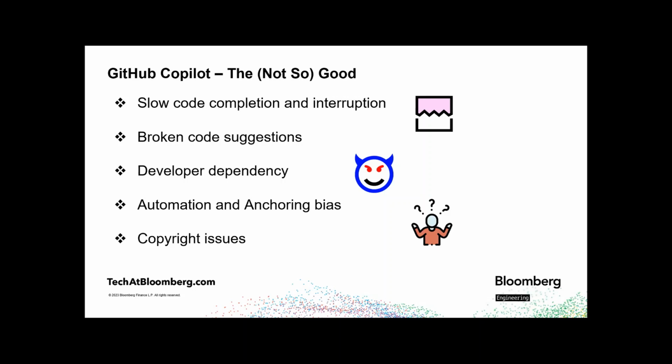Second is anchoring bias. Anchoring bias is where a developer may be too fixated on the first result and cannot think out of the box into different ideas. So when GitHub Copilot suggests a solution, the developer might be fixated on that one particular solution instead of thinking about other ideas out of the box that could also solve that problem. And that can be an issue.